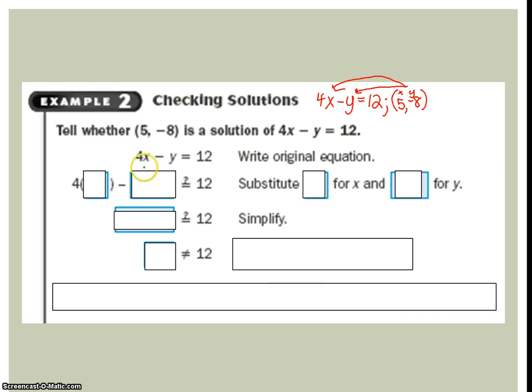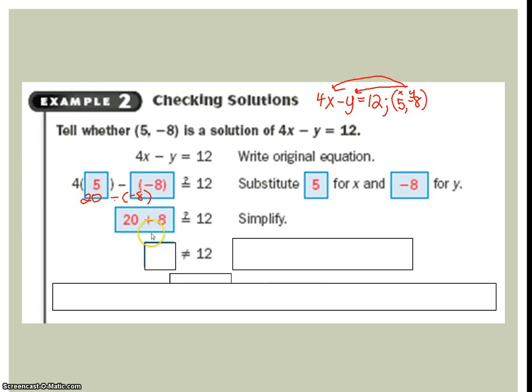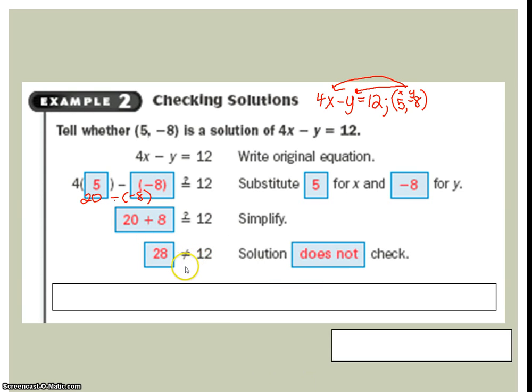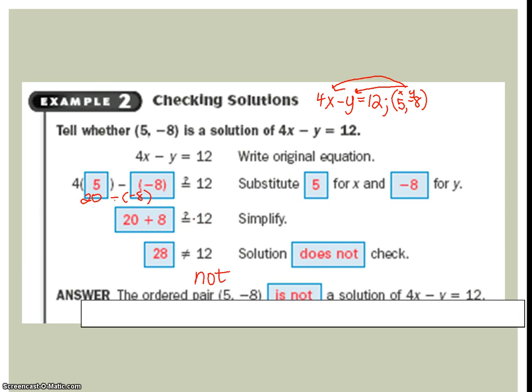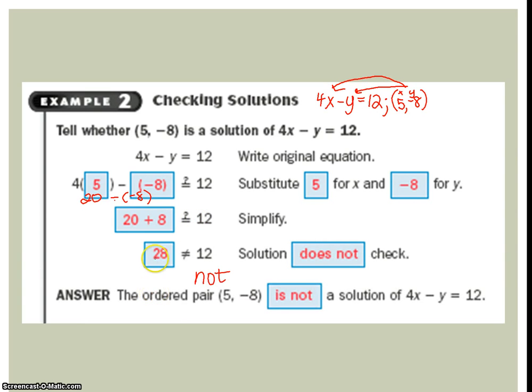So I plug in 5 for x. For y, I plug in negative 8. This is 20, order of operations here, minus negative 8. When you have subtracting a negative, it's actually adding, so it's 28. 28 does not equal 12, so it is not a solution. You can even just put no or not a solution. This question mark is just asking you, is it a solution? It's not a solution.